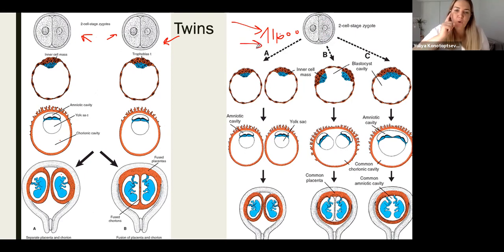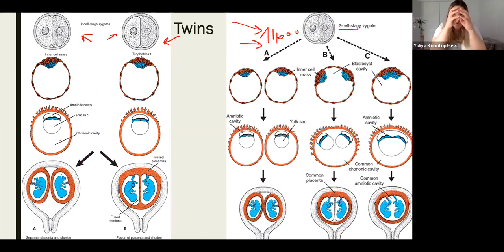Monozygotic twins arise from 1 zygote. You had 1 oocyte fertilized by 1 spermatozoon. Monozygotic twins arise due to splitting of that zygote at different stages. The most common when it can split is the 2-cell stage. Remember, zygote, cleavage, it becomes 2-cell stage. Randomly, nobody knows why, these 2 cells split, they separate from each other. Now I have 2 separate cells, and they start to divide and turn into monozygotic twins.